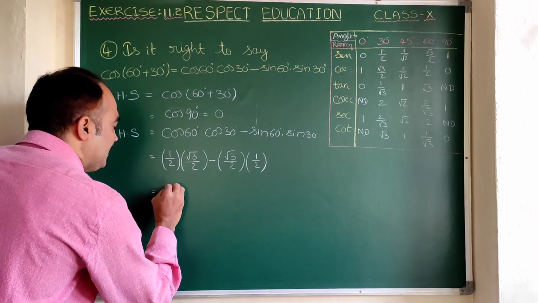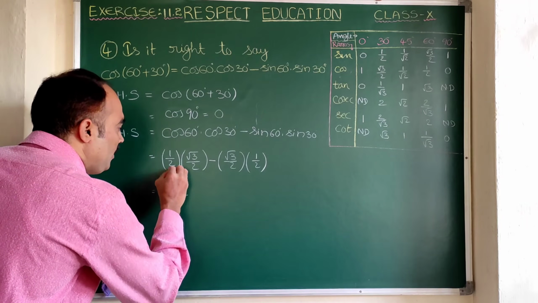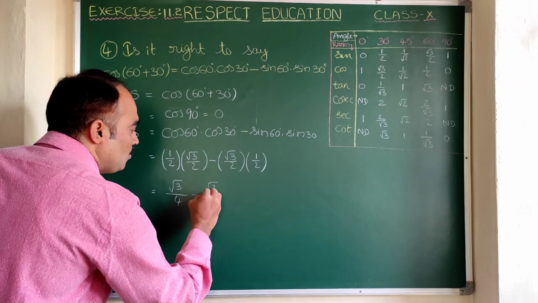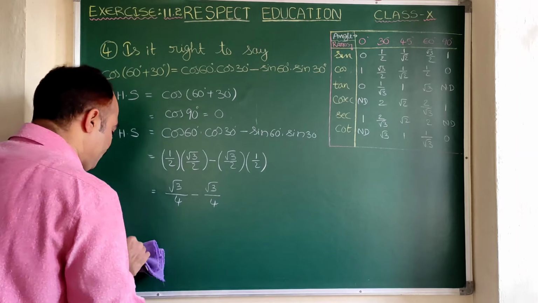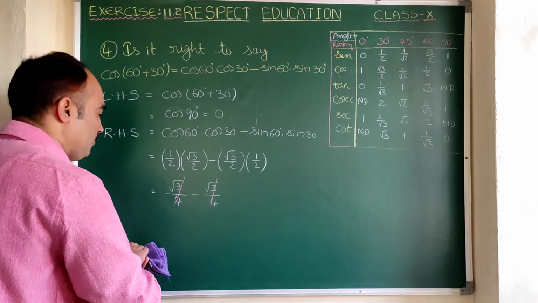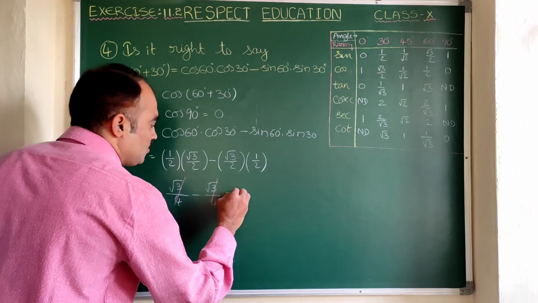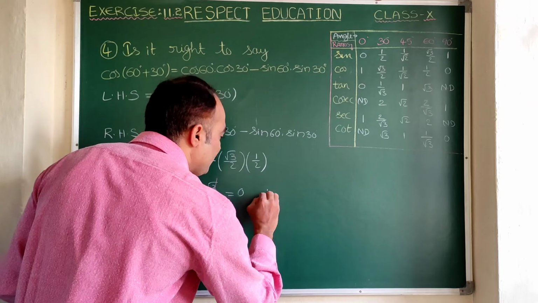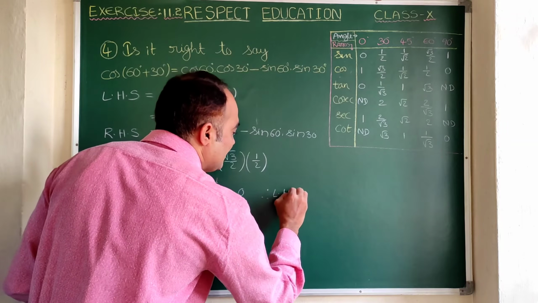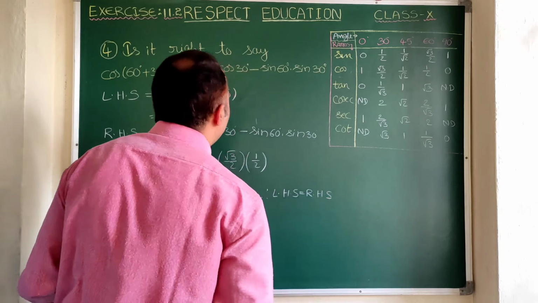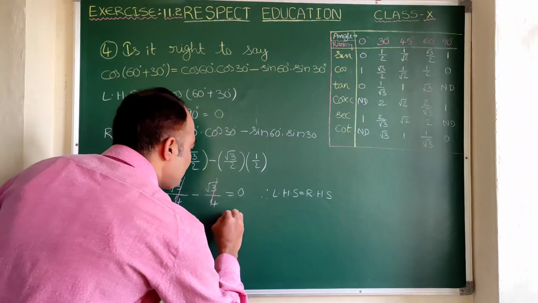1 into root 3 is root 3, by 2 into 2 is 4, minus root 3 into 1 is root 3, by 2 into 2 is 4. So here plus root 3 by 4 and minus root 3 by 4 cancel. So here this is also 0. That means here we got LHS is equal to RHS. Clear?